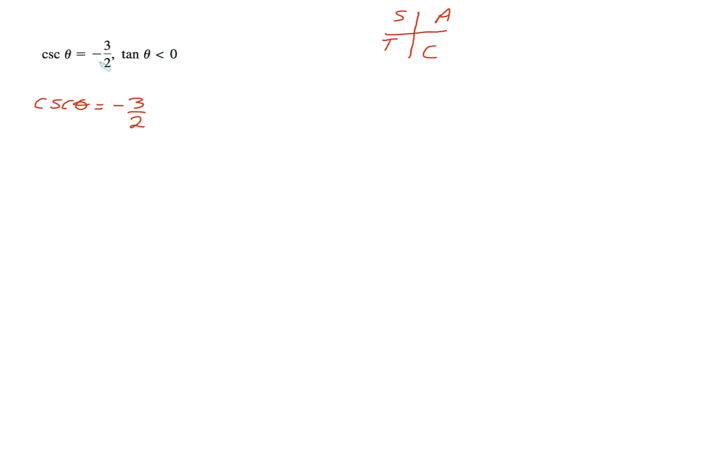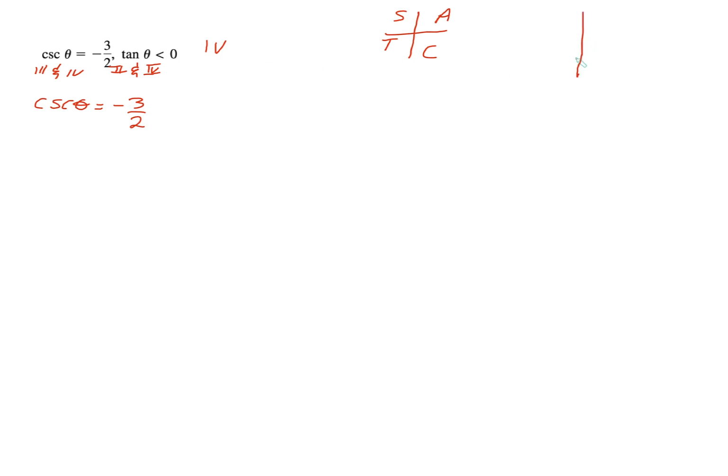Okay, so if the cosecant is negative, then sine is negative. And where is sine negative? Sine is negative in quadrant 3 and quadrant 4. Now, where is tan negative? Because tan is less than 0. Tan is negative in quadrant number 2 and quadrant number 4. So who do they have in common? They have quadrant number 4.